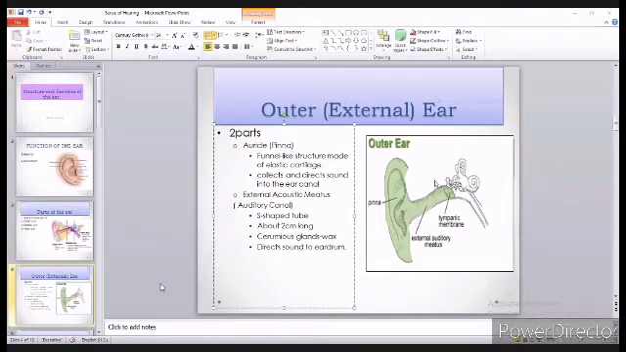Okay. So this is our outer ear pinna. Remember we said the folded part is the helix. This is the antihelix. This is the concha. And then inside here, we enter our ear canal.